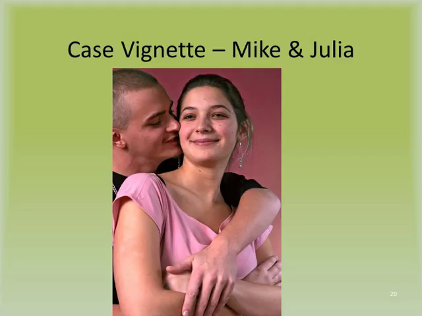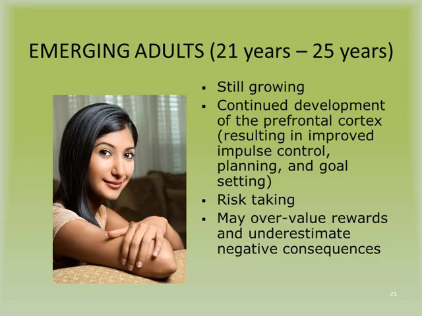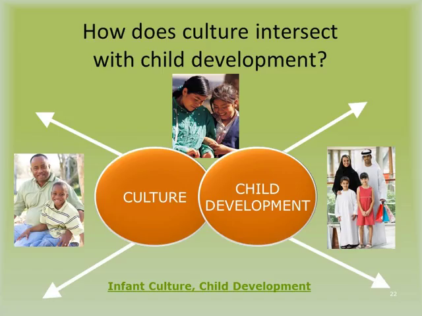From there, we go to emerging adults and give some information about the continued development of emerging adults in the ages of 21 to 25 years. From there, we move to a discussion of culture and child development. And this has a link out to a video produced by the American Academy of Pediatrics, driving home the point that children are unique and culture impacts their development. And if you access this content via the written information that we have posted on our webpage, you'll be able to click the link and view the video.